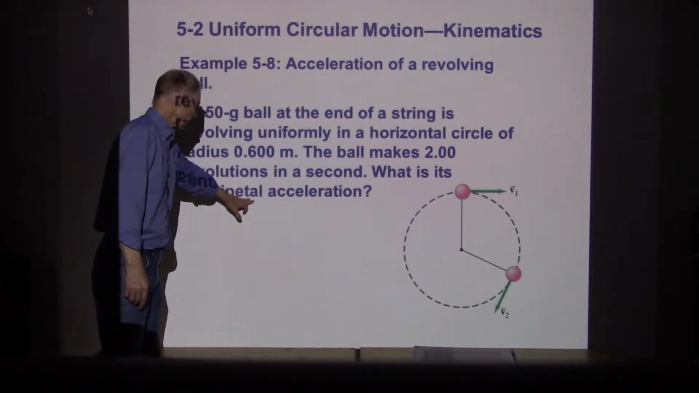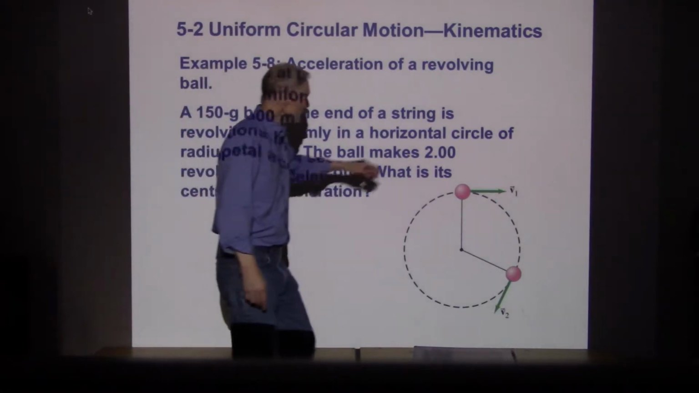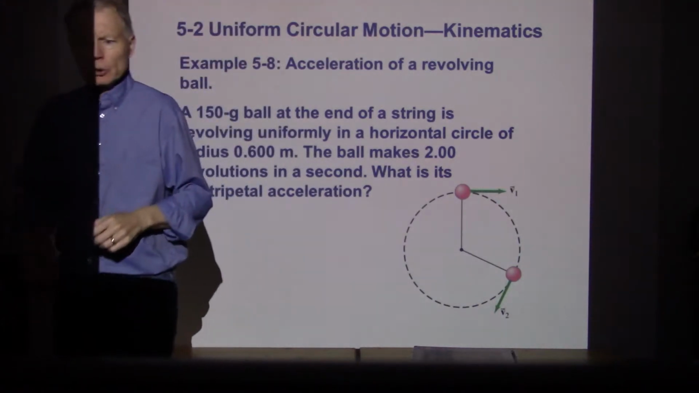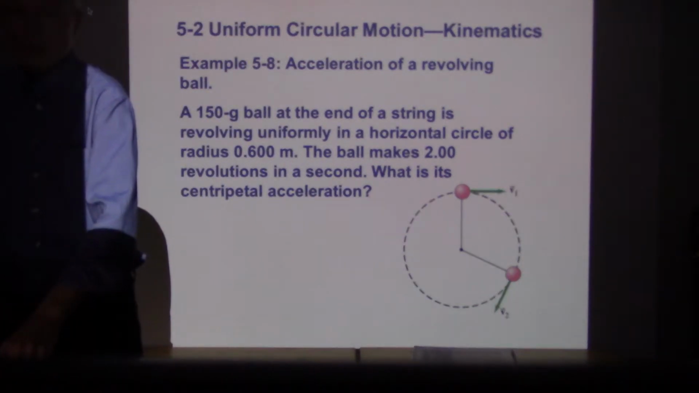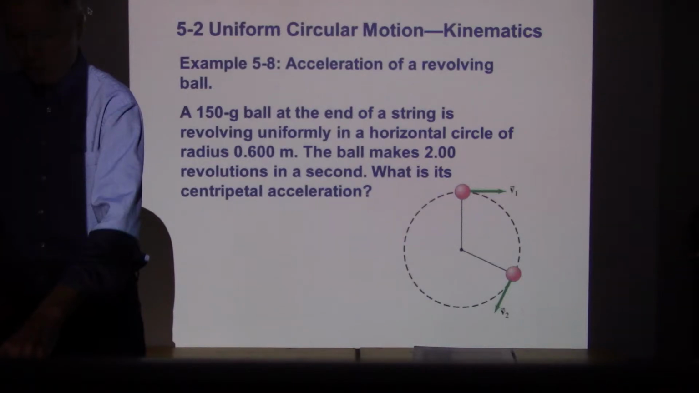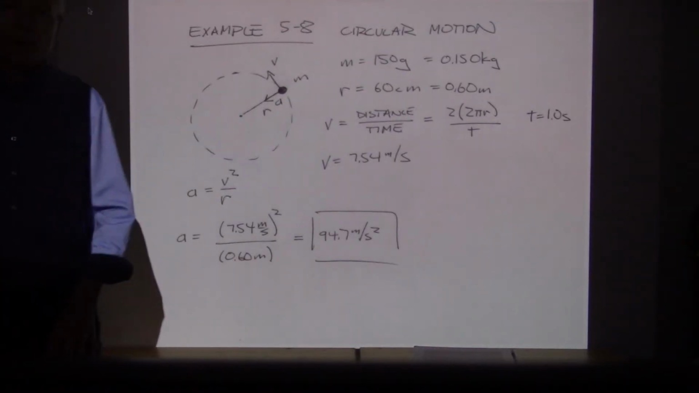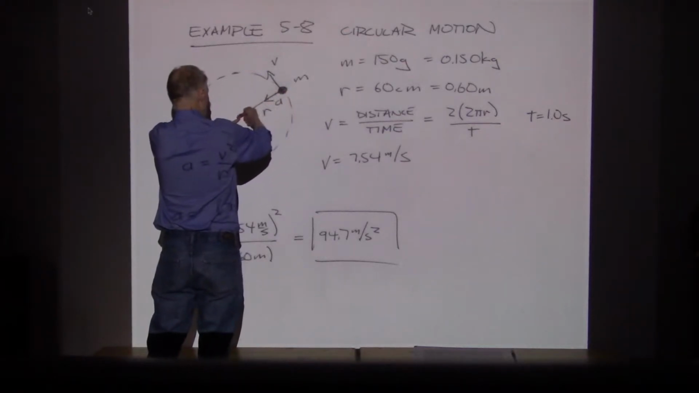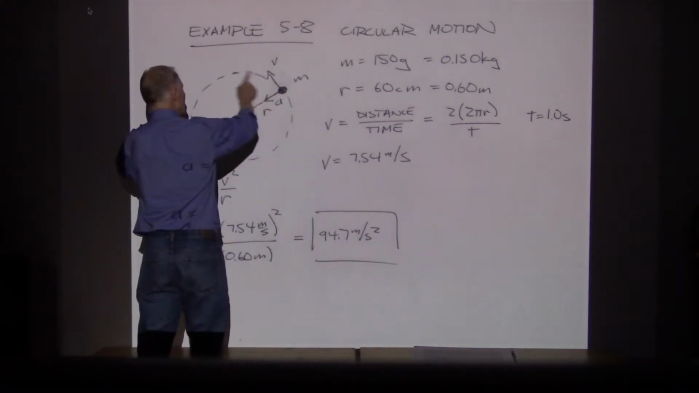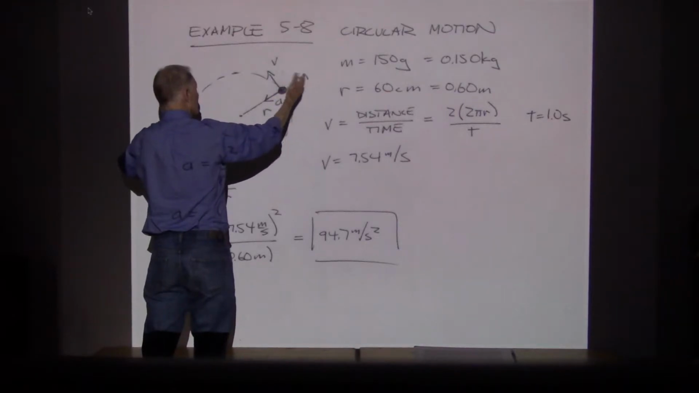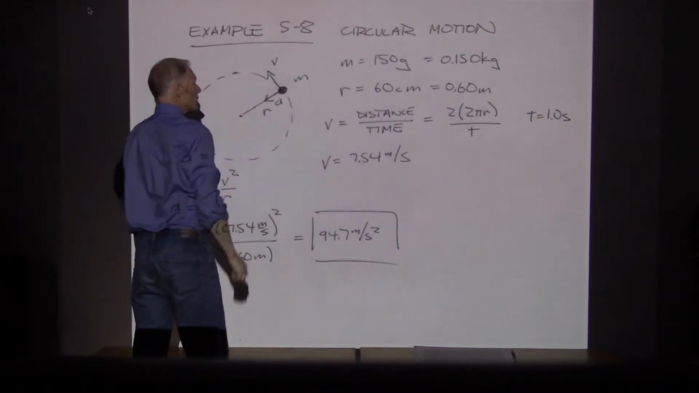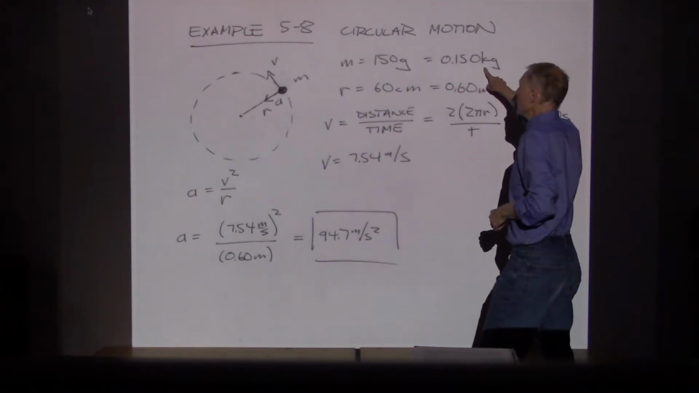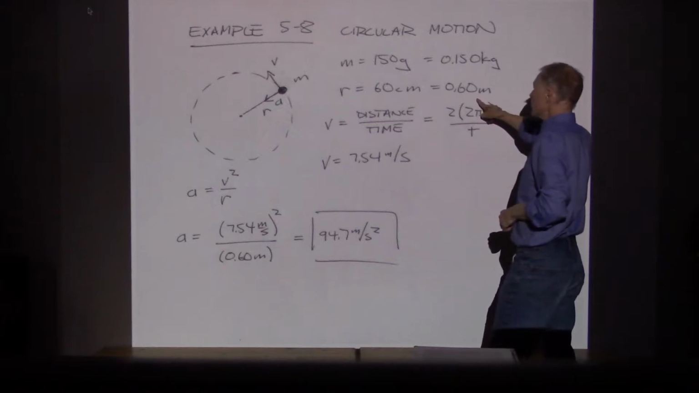What's the centripetal acceleration? Now, the centripetal acceleration is towards the center. So centripetal is just a directional adjective telling us where the acceleration is. So again, the acceleration is going to be towards the center of the circular motion. Here is the mass, or the object, and here is the velocity. Now the mass worked out to be 0.150 kilograms. The radius here is 0.60 meters.